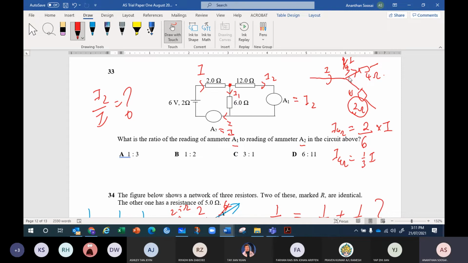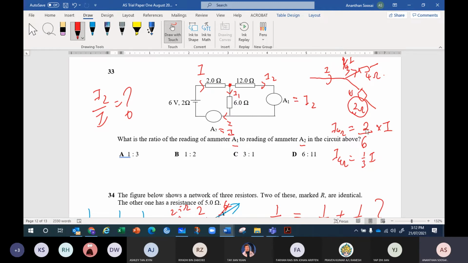This is how you calculate what fraction of current flows to one branch. For the 4 ohm path, take the opposite resistance, 2 ohm, divide by the total resistance, 6, times the main current. That's the current flowing through the 4 ohm path.